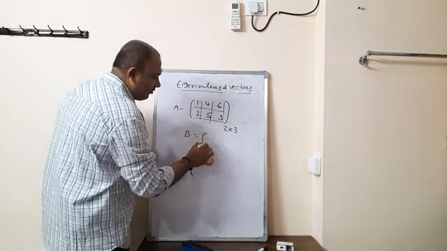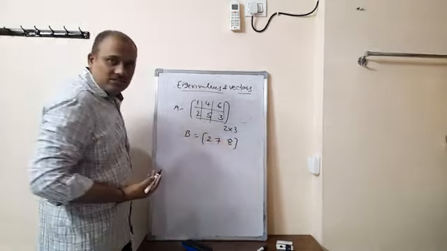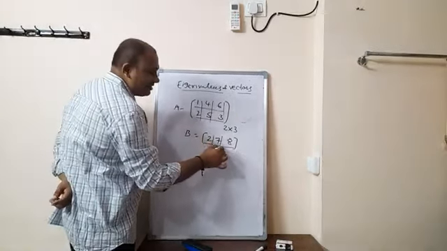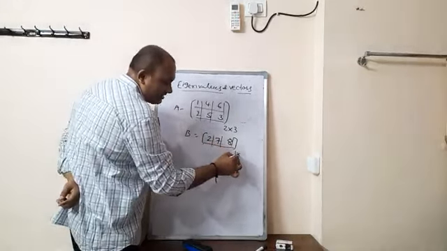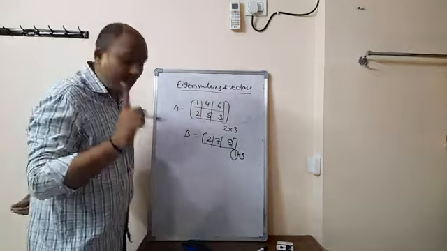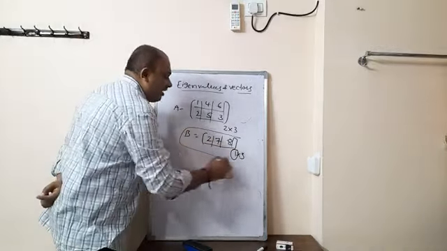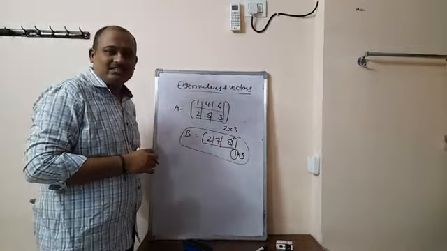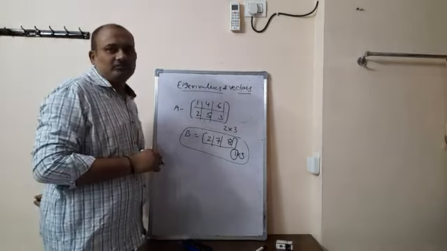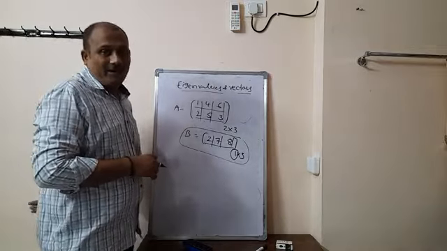We take as an example 2, 7, 8. How many rows? Only 1 row. How many columns? 3 columns. The order of the matrix is 1 by 3. The row size is 1 and the column size is different. A matrix consisting of only one row is called a row matrix, and this is an example of a row matrix.